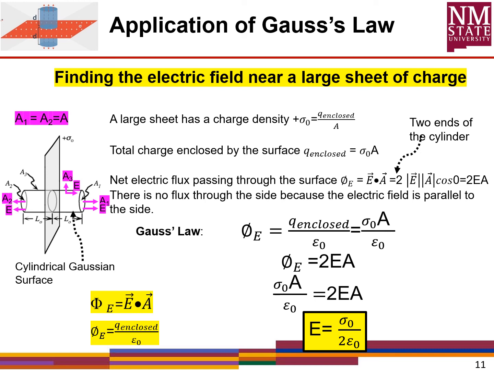Then you can solve this equation for the electric field. The electric field is equal to sigma 0 divided by 2 epsilon 0. Again, sigma 0 is the charge density of this large sheet, and epsilon 0 is the permittivity. So the electric field near a large sheet of charge is equal to sigma 0 divided by 2 epsilon 0. To get this electric field, we used Gauss's law, so this is one application of Gauss's law.